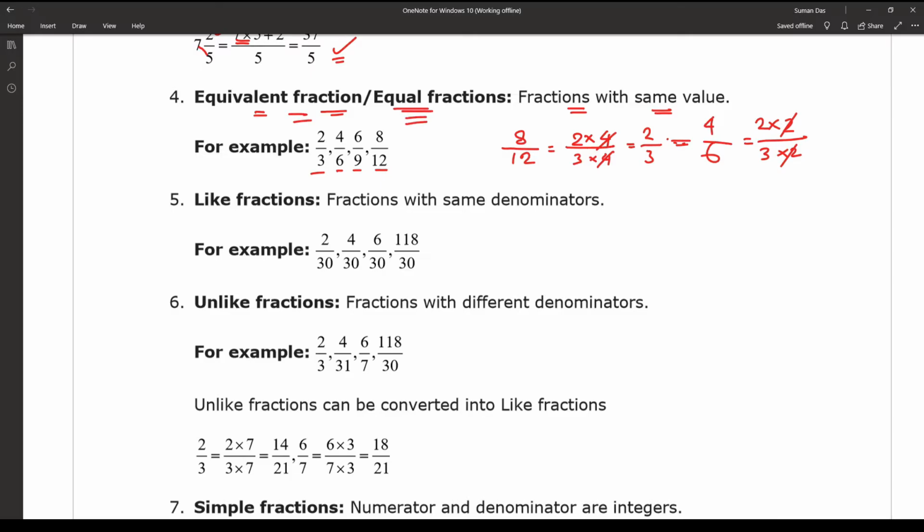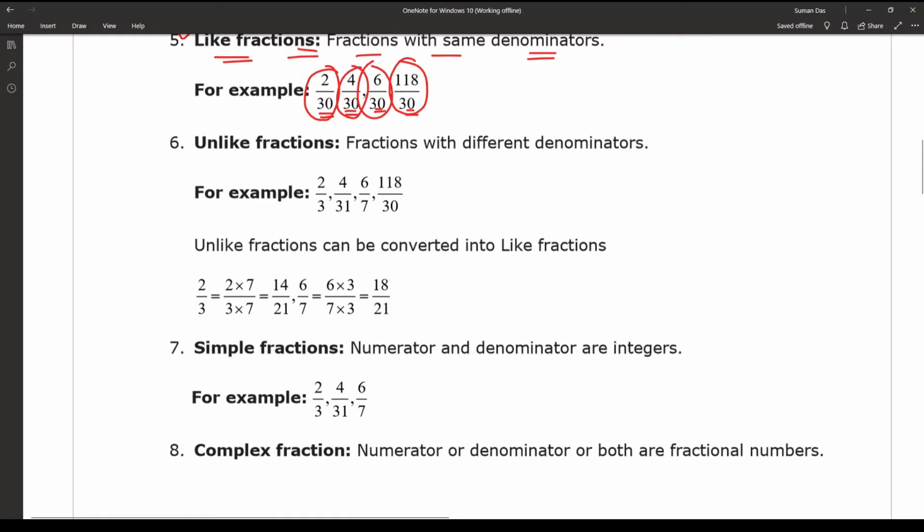Fifth one is known as like fractions, that means fractions with the same denominators. For example, 2 by 30, 4 by 30, 6 by 30, 118 by 30. It may be proper, it may be improper, but look at the value of the denominator, all are the same. So those types of fractions are known as like fractions.